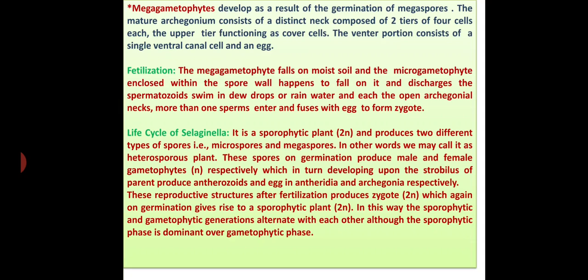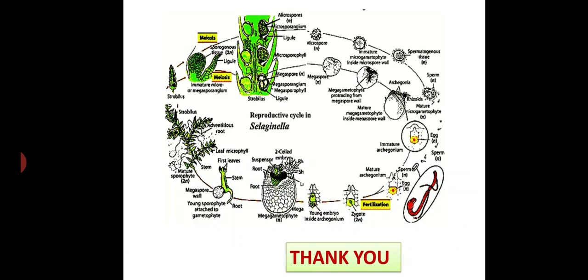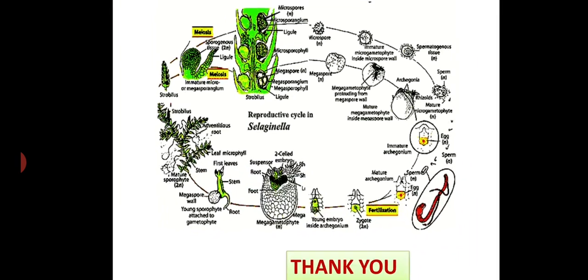The last part is the life cycle of Selaginella. It is a sporophytic plant and produces two different types of spores, microspores and megaspores. In other words, we may call it a heterosporous plant. These spores germinate to produce male and female gametophytes respectively, which in turn develop upon the strobilus and produce the antherozoids and an egg. Antheridia and archegonia function respectively. These reproductive structures after fertilization produce a zygote, which on germination gives rise to a sporophytic plant. In this way, the sporophytic and gametophytic generations alternate with each other, although the sporophytic phase is dominant and the gametophytic generation is restricted. See friends, this is the life cycle of Selaginella.